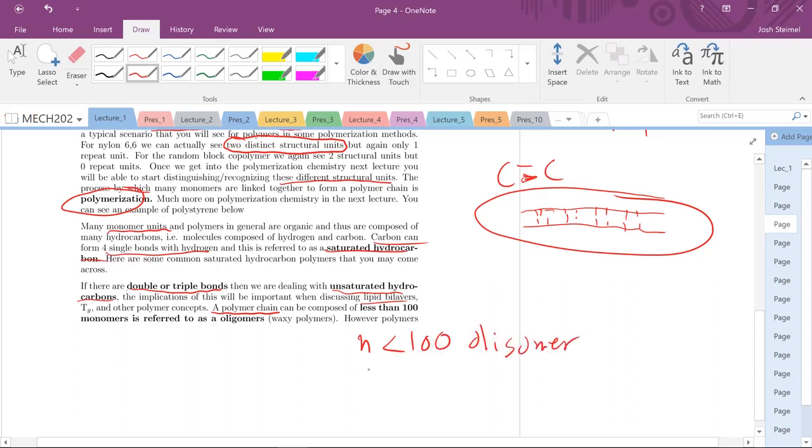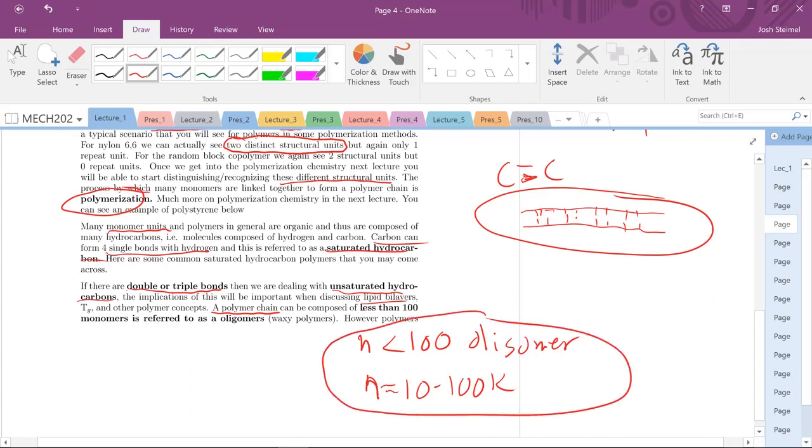And then if N is, basically for a polymer, typically it's going to be between 10 and, let's say, 100K. So if N is around 10 to 100K, polymer. So generally speaking, again, these are really, really loose definitions here, but oligomer is like a waxy polymer. So wax is actually a polymer. But again, it's a short polymer chain.